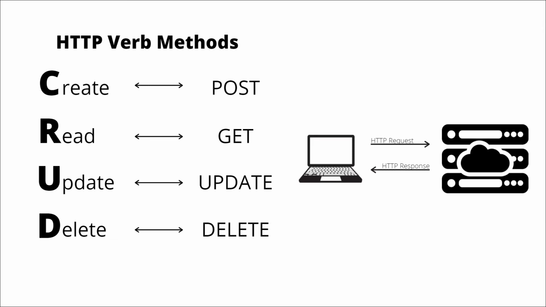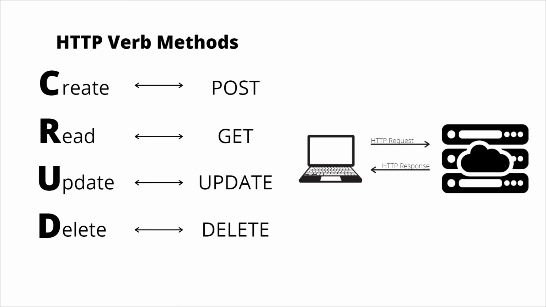It will either create, read, update, or delete data, hence the acronym CRUD. These different types of requests are known as HTTP verb methods, and the four most common methods are GET, POST, PUT, and DELETE. Let's take a look at how these relate to each CRUD operation.